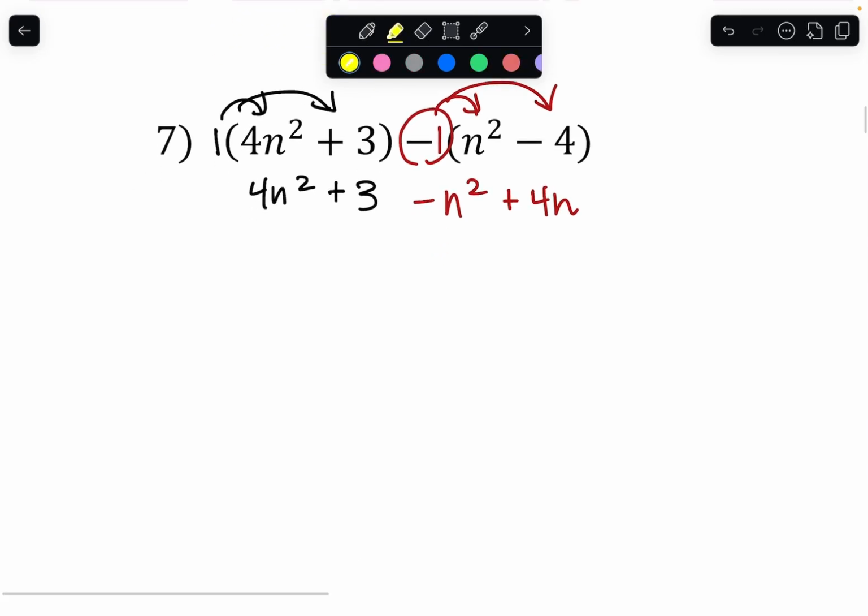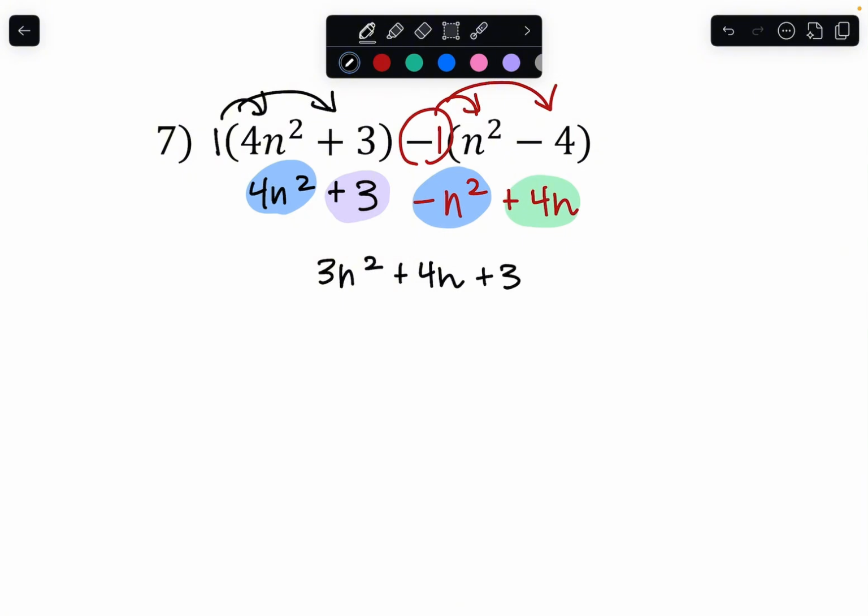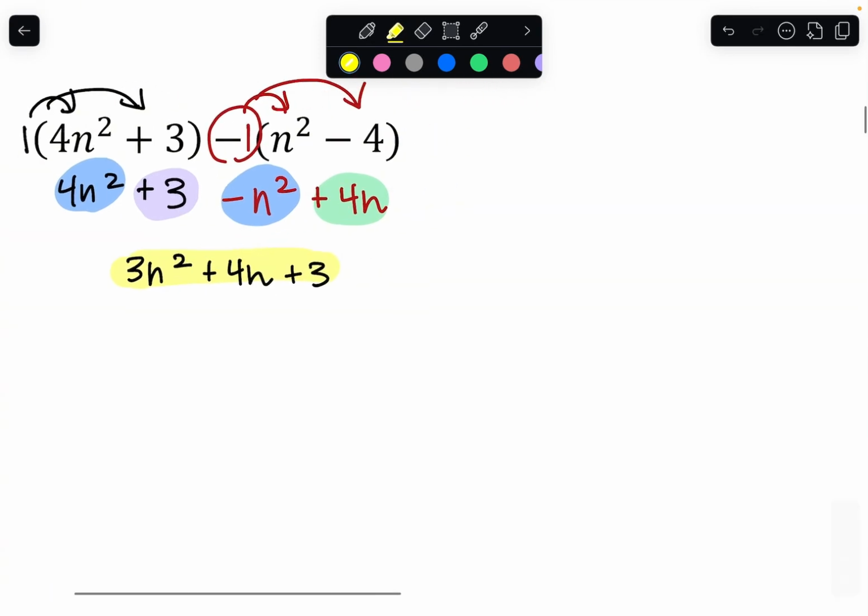And so now we can combine our like terms. 4n squared minus n squared is 3n squared. And then we have a 4n that can't combine with anything. And then lastly, we have our constant, which is 3. So our final answer is 3n squared plus 4n plus 3.